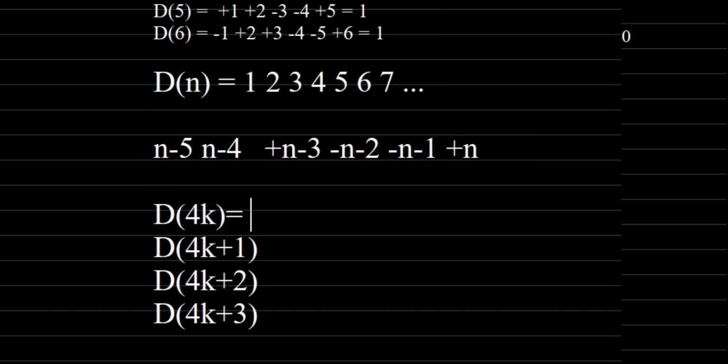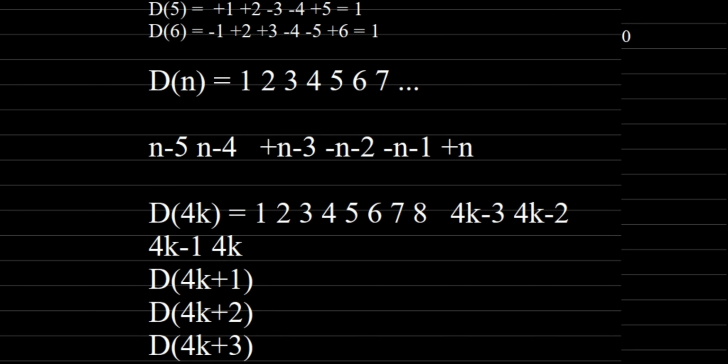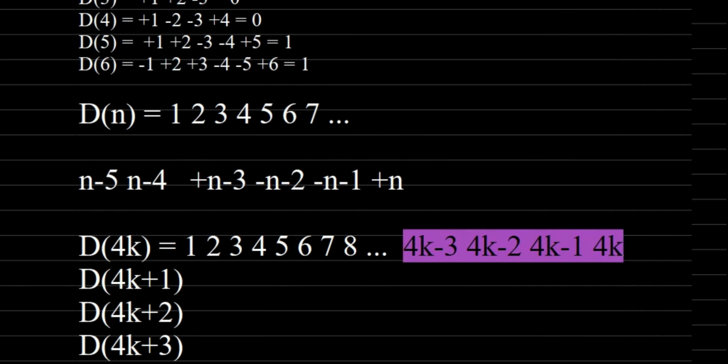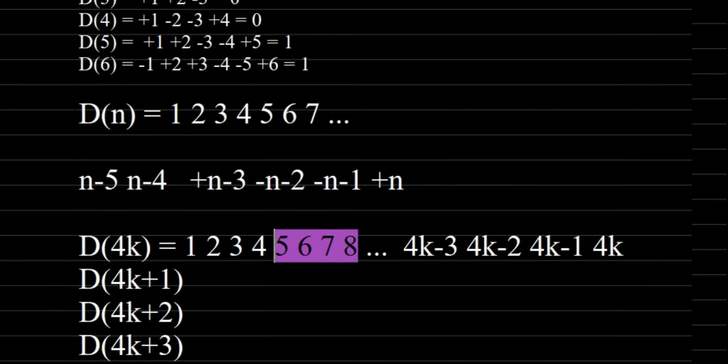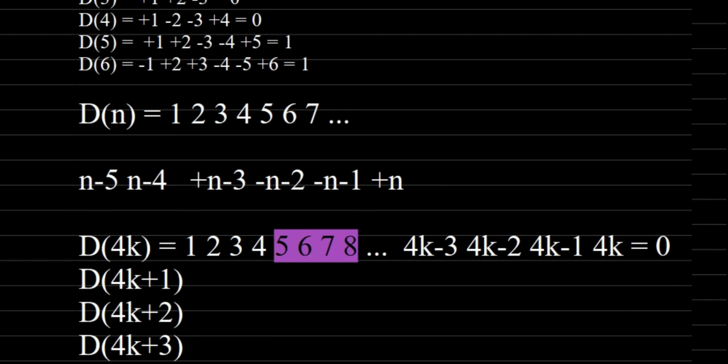So for 4k, we can see that say 1, 2, 3, 4, 5, 6, 7, 8. We can group these first 4, and if it were any number, 4k minus 3, 4k minus 2, 4k minus 1, and 4k. So the last four would be paired, these four would be paired, and everything in between would be paired. So the answer for this would be 0, as there are cancellations in these groups of four.